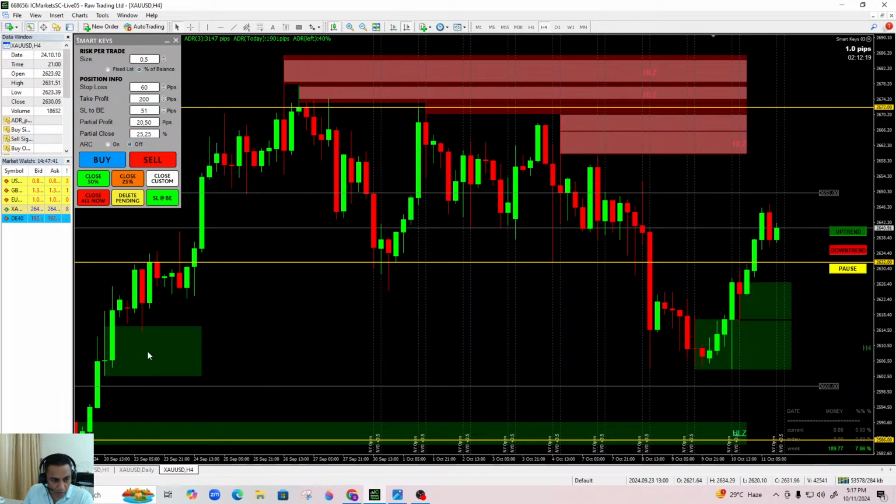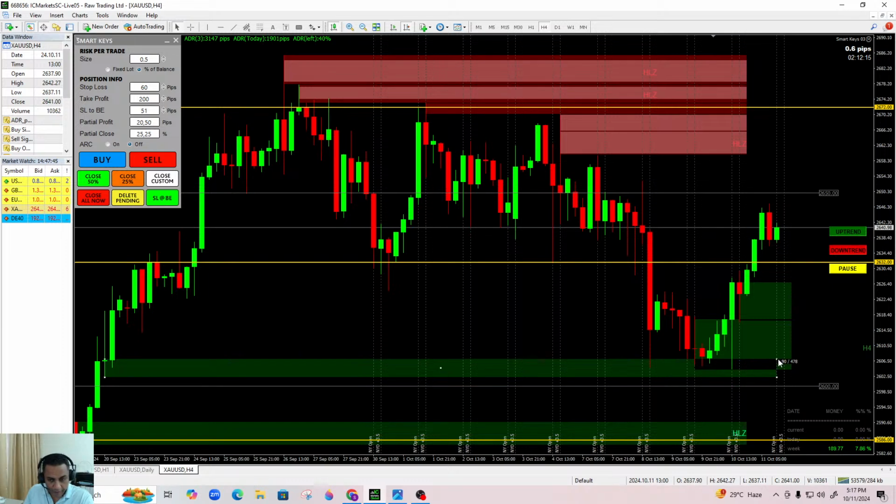Right. And here, this demand zone's not broken yet. Price has come deep into it, but hasn't broken it yet. So I'm going to leave that there.